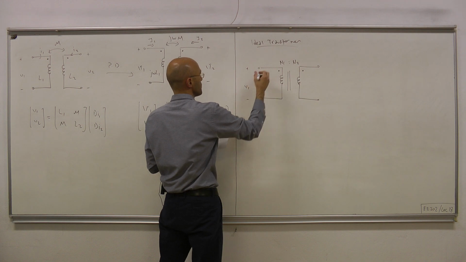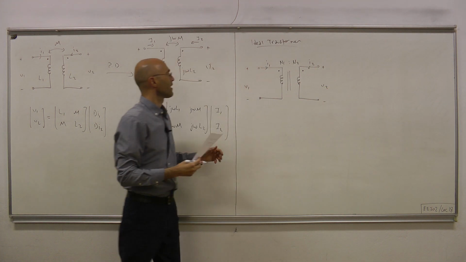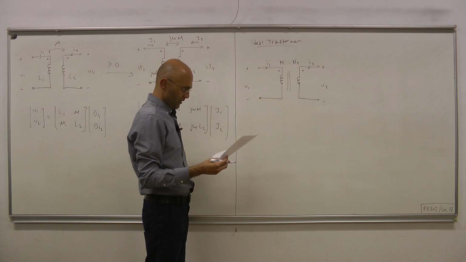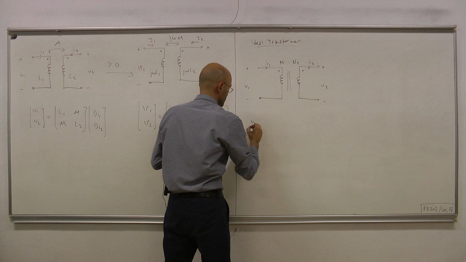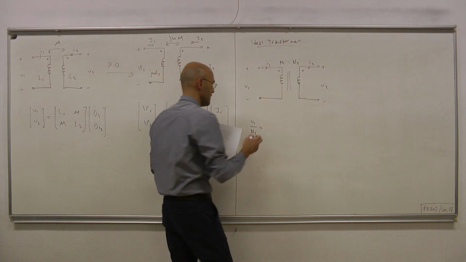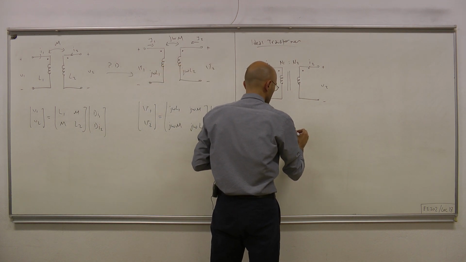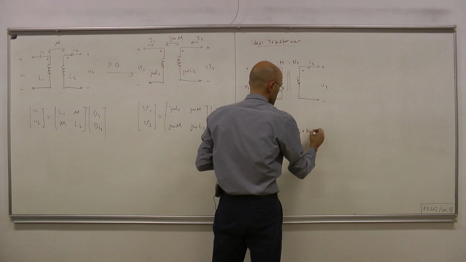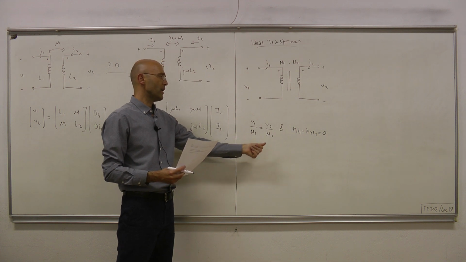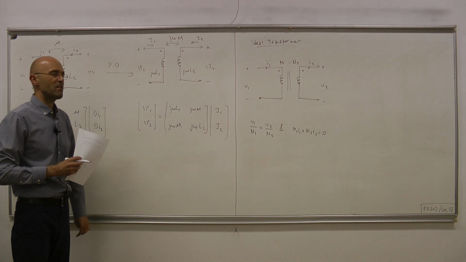Okay, so let's denote V1, I1, I2, and V2, the voltages and currents of the first and second coils, and the terminal equations are such that V1 over N1 equals V2 over N2, and as for the currents, N1 I1 plus N2 I2 equals 0. And in phasor domain, not surprisingly, all you have to do is rewrite the same equations only by capitalizing the V's and I's.